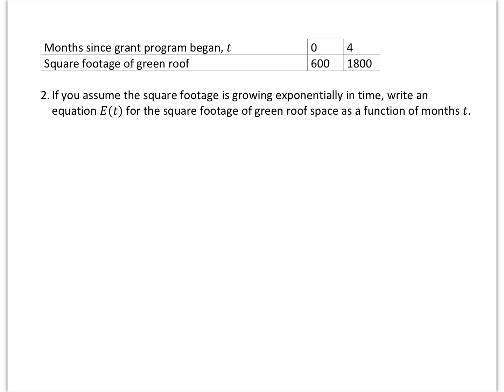Now we're going to assume that the square footage is growing exponentially in time and write an equation for the square footage of green roof space. Okay, so I'm going to use E of t equals a times b to the t. And a, they told us earlier, is the initial value or the y-intercept. So I know the y-intercept is 600. So I'm going to make that my a value. So this is going to be 600 times b to the t.